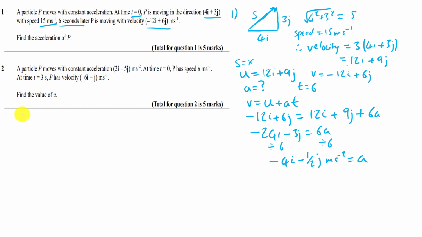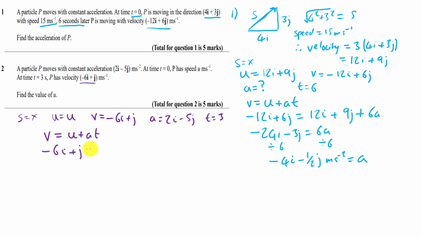So for the next part, S, we don't have. U equals U in this case, because we're trying to find U. V equals minus 6i plus j. Now it gives us the acceleration as well. A equals 2i minus 5j. And we know T equals 3. So I'll just use v equals u plus at again. So we get minus 6i plus j equals u plus 3 times a.